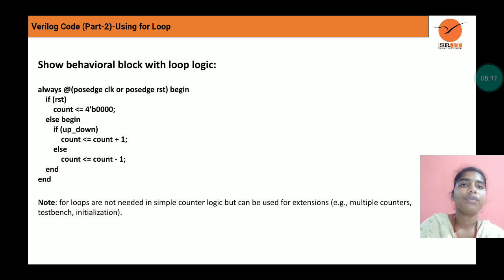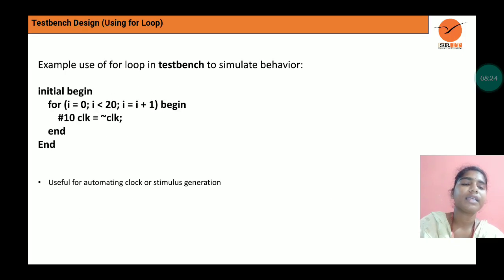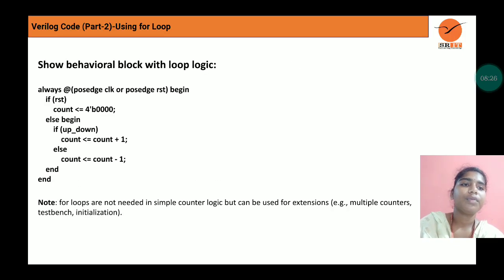Verilog code part 2, using a for loop. This shows a behavioral block with the loop logic. This is the Verilog code. Note: for loops are not needed in simple counter logic but can be used in extensions. Examples: multiple counter testbench initialization.